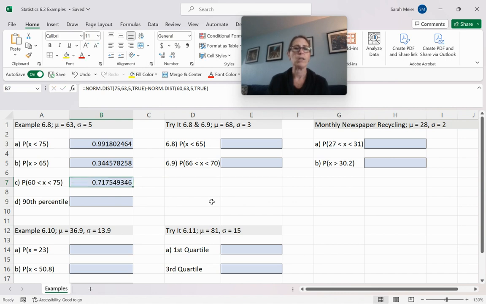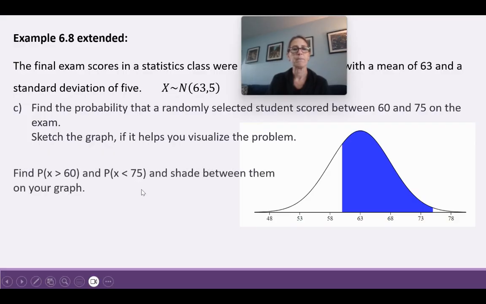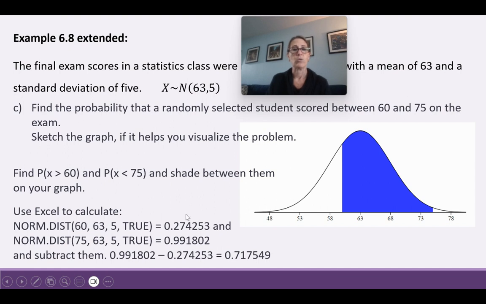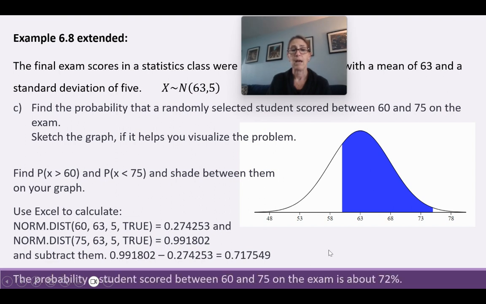If I do it in one cell, you could also do it in 2 separate cells and then use another cell to subtract them. But you're going to need to show your Excel formulas and how you got these answers. So I get 0.7175. As you can see here, I wrote out the 2 individual formulas and then subtracted them. The probability that a student scored between 60 and 75 on the exam is about a 72% chance.